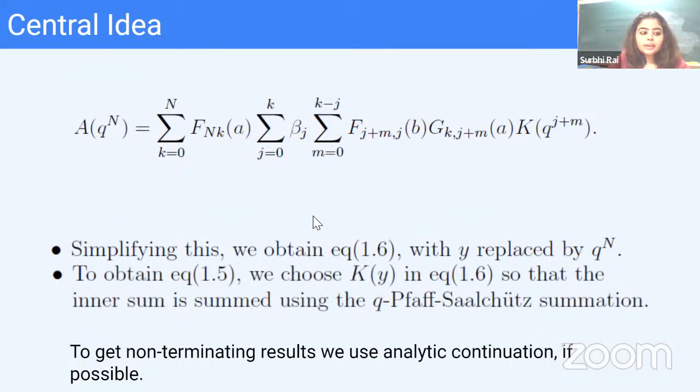Okay, so simplifying this expression which we just obtained, we can obtain the results of Wang and Ma. So if we replace y by q raised to n, we will obtain the second result. And if we substitute a value for k_y such that this inner summation can be summed using the 3-2 sum, then we obtain the very first result of Wang and Ma.